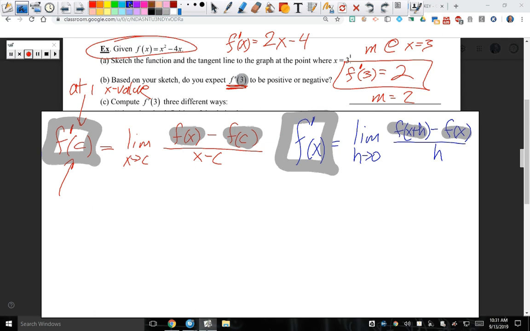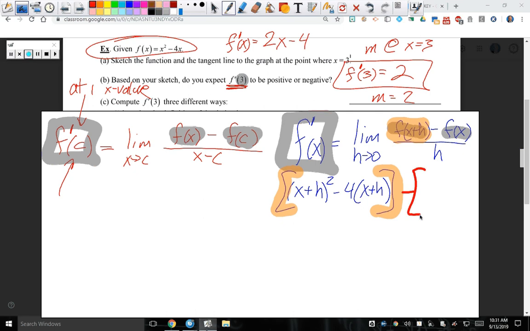The setup on this, if you remember, and I'm just going to set them up, was x plus h squared minus 4 times x plus h. This was y2. Okay? Which is, let me color coordinate it. Right here. Okay? And then we subtracted y1, aka f of x, we get the original equation here. It's all over h as h was approaching 0.